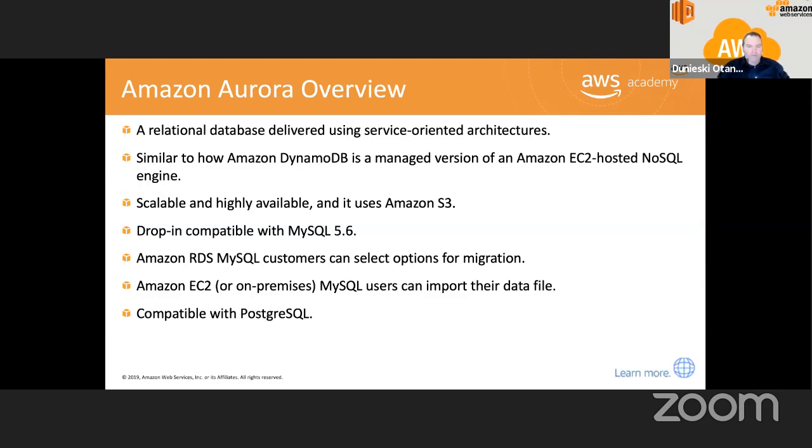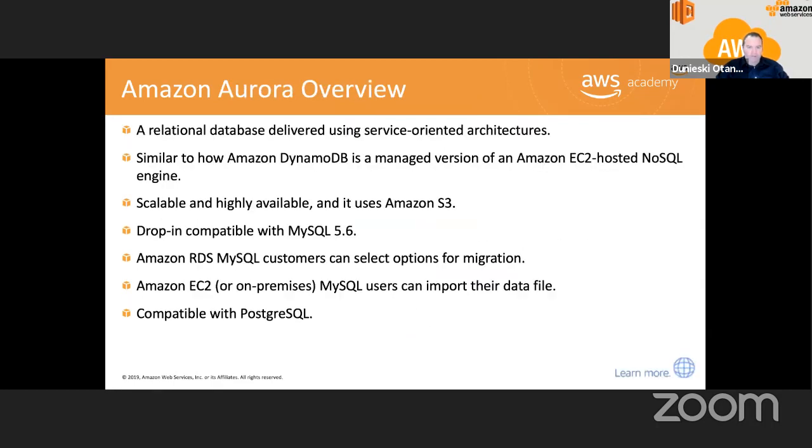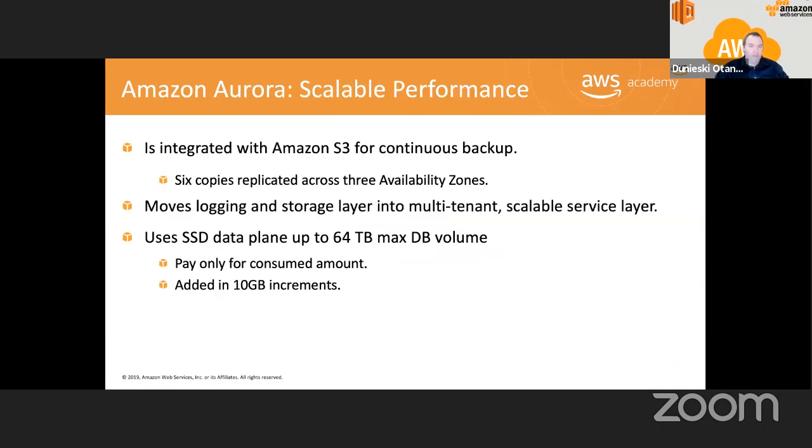Okay, it's 3 times faster than MySQL and 3 times faster than Postgres. Okay, it's super fast. It's compatible with MySQL 5.6. Okay, Amazon RDS MySQL, because customers can select options for migration. It has migration options for that. Amazon EC2 or on-premises MySQL users can import the database files using the database migration services. And it's compatible with PostgreSQL. With SQL, we know that already, because PostgreSQL is one of the database engines that RDS uses. And of course, Aurora is a SQL database, so you can use MySQL there, okay? So it's compatible with MySQL and Postgres.